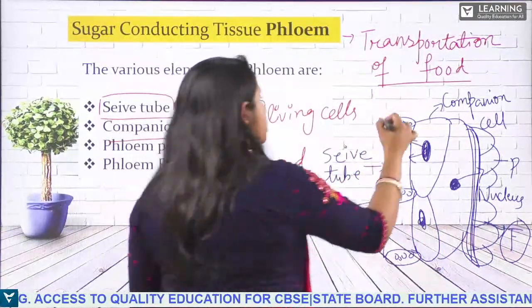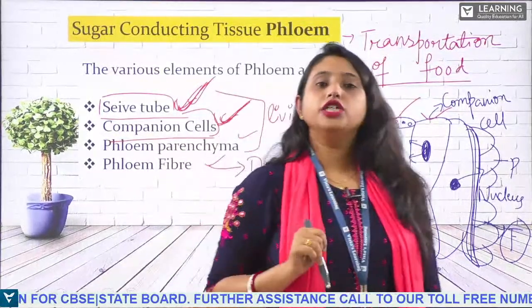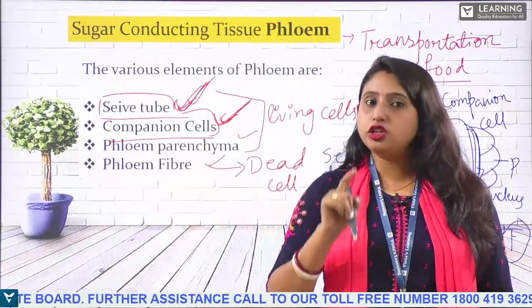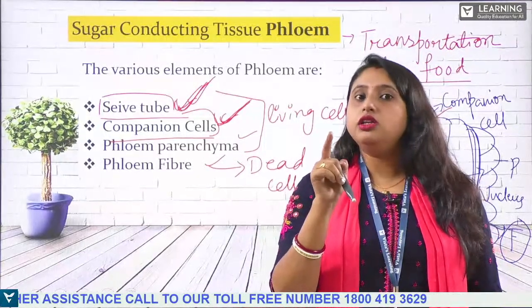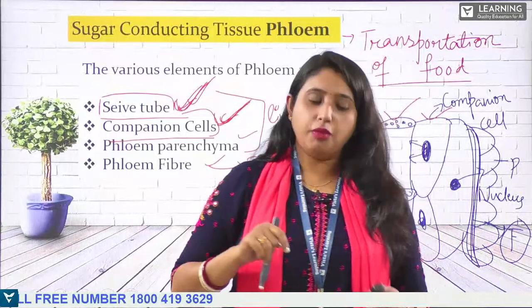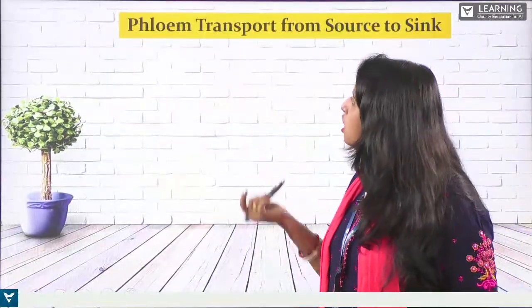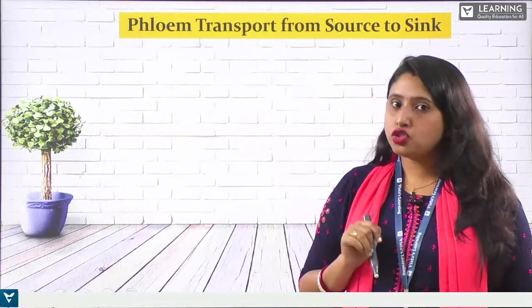Okay, so this one is sieve tube and this one is companion cell. They are responsible for the transportation of the sucrose from the leaves to the sink. That is the roots. We will learn about it, that is the source sink theory. Phloem transport from source to sink.